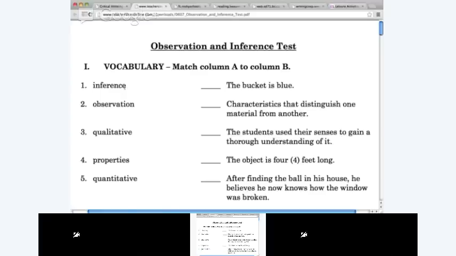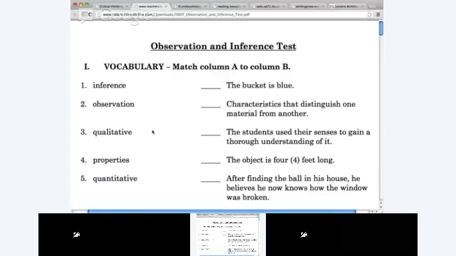The object is 4 feet long. That is a quantity. Quantitative, perfect. Yes. So the object is 4 feet long, quantitative observation. Okay? Who can do another one for me? The observation could be the bucket is blue. The bucket is blue. Perfect. Properties could be characteristics that distinguish one material from another. Perfect. Characteristics. Okay. What are we missing?